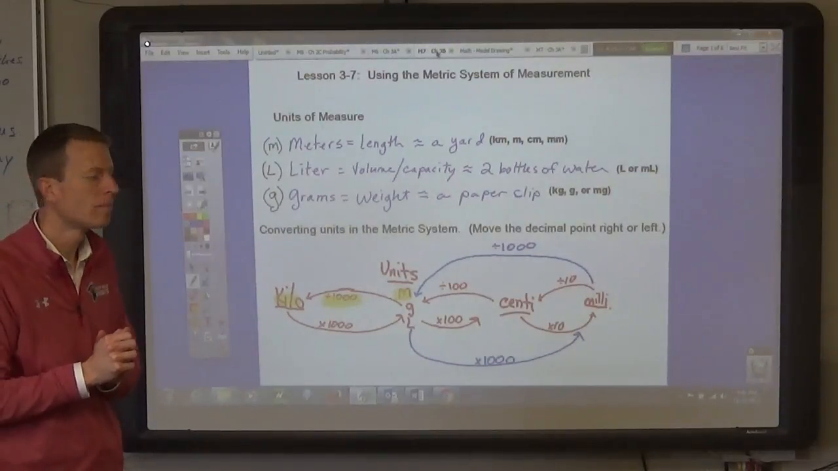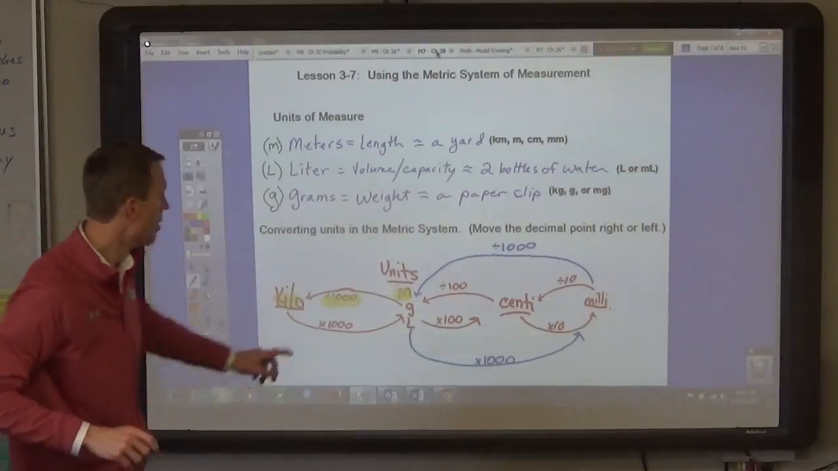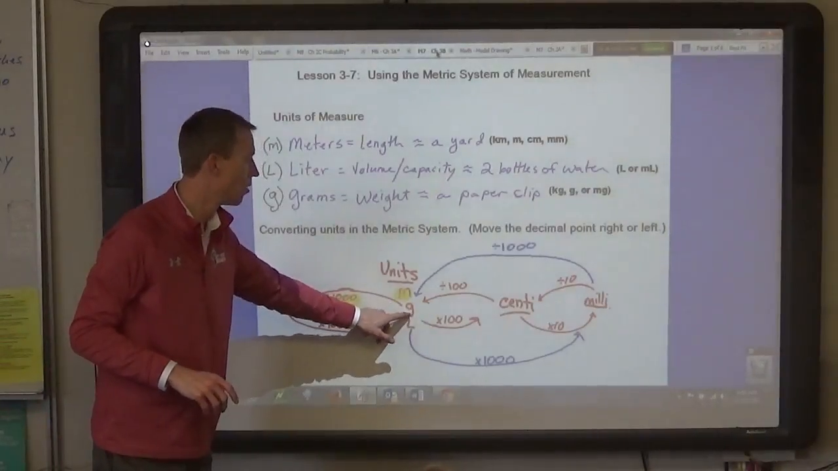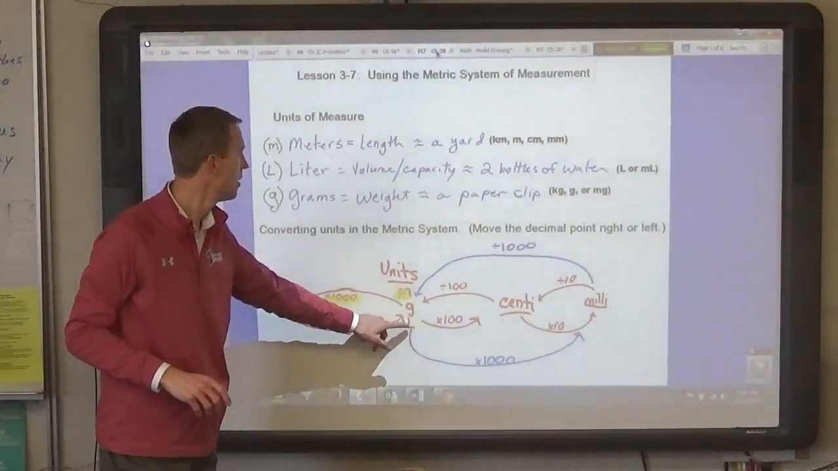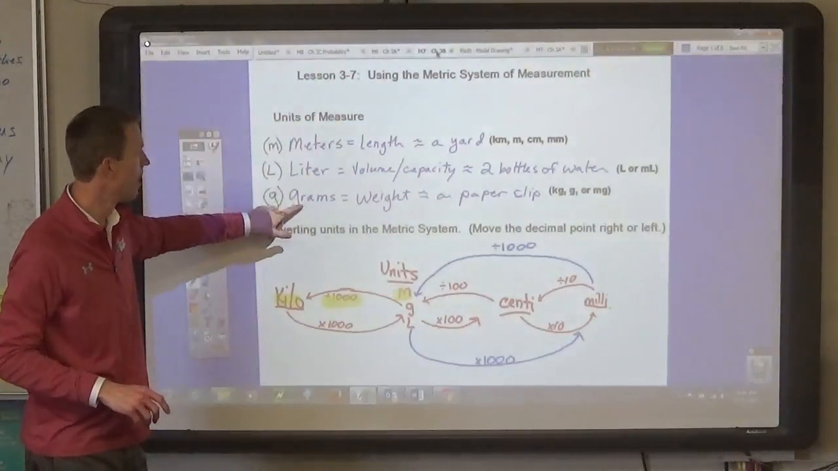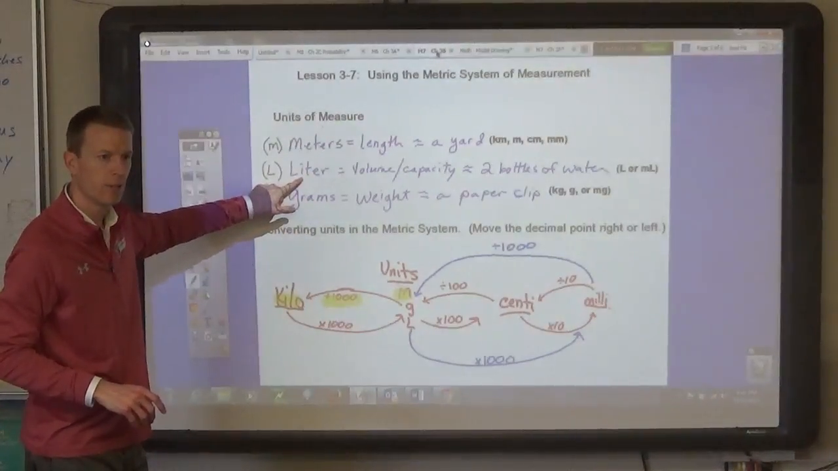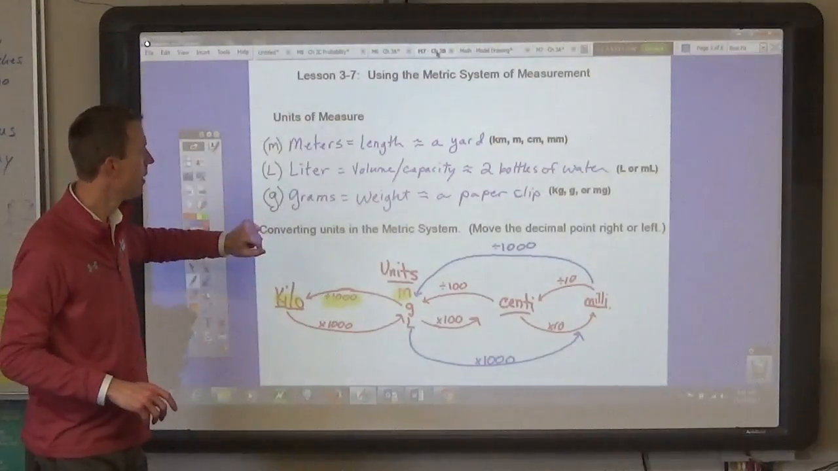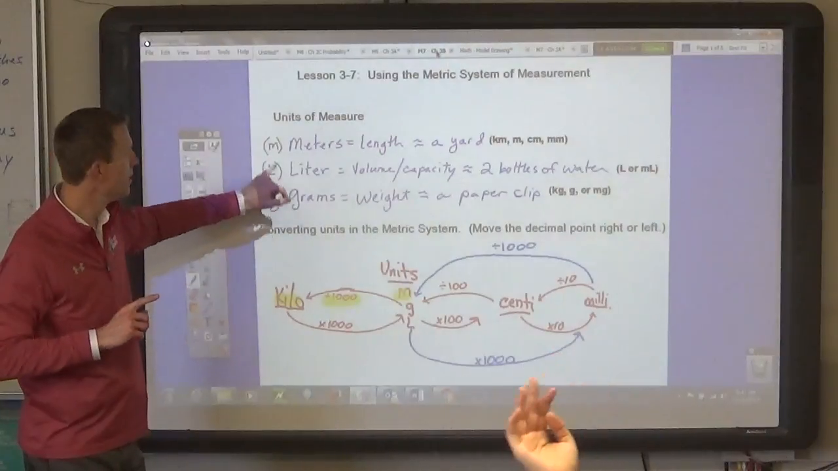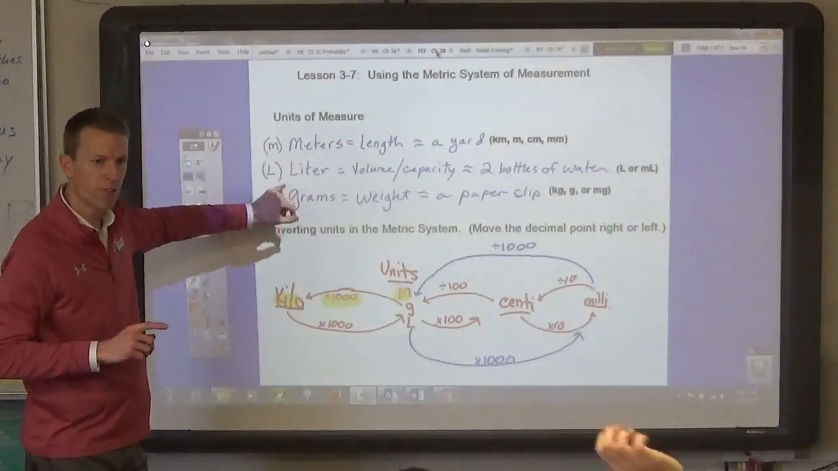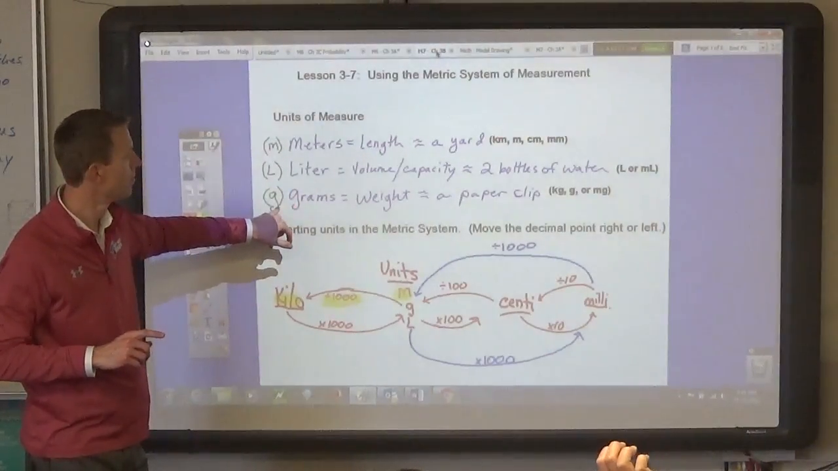Yes? What does the MLG stand for? Meters, grams, and liters. Okay. Is it kind of just to help us remember? Yes. Okay. Yep. Quiet, please. These abbreviations are used to stand for those units.